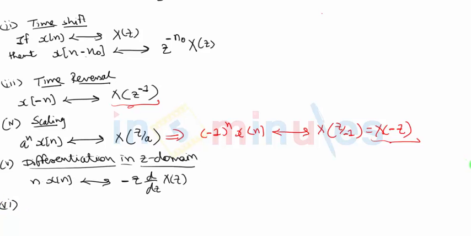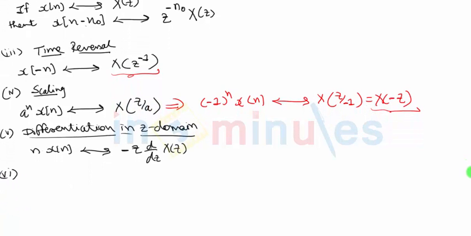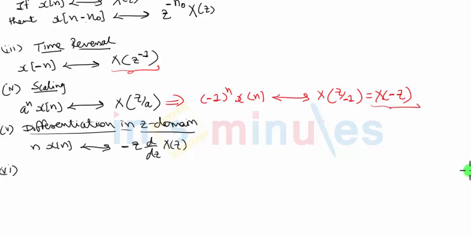Please note that there are otherwise lots of properties associated with Z transform. We are just looking at some important properties which we may come across. The next property will be of time convolution.